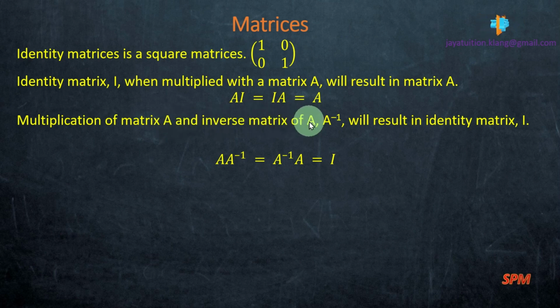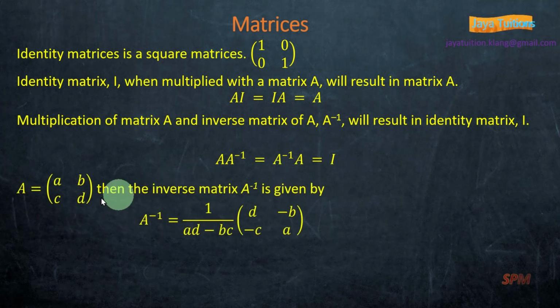The inverse of the matrix. Whenever a matrix is multiplied with another matrix and the result is the identity matrix, then this matrix is an inverse matrix, which means that A times A inverse or A inverse times A is equal to I. Keep in mind, it is only in this case that pre-multiply or post-multiply, the answer is the same. So A into A inverse or A inverse into A will be equal to I.